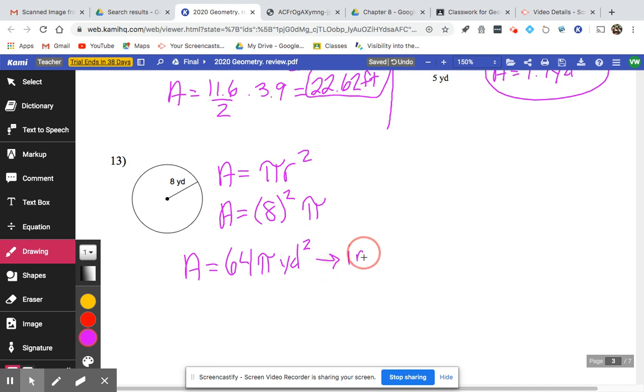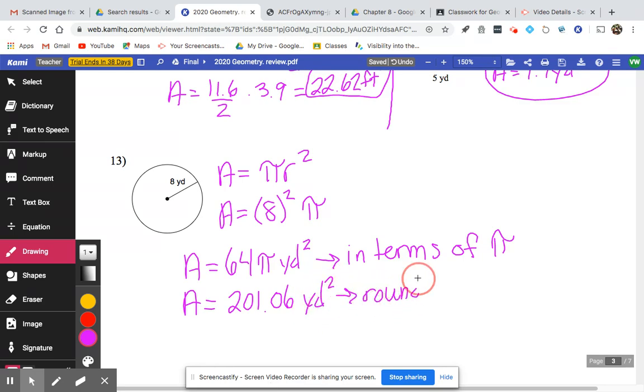We call that in terms of pi. You leave the symbol in the answer. That's why it's called in terms of pi. Rounded to the nearest hundredth, you use your calculator's value for pi, and you'll get somewhere around 201.06 yards squared. That is rounded to the nearest hundredth.